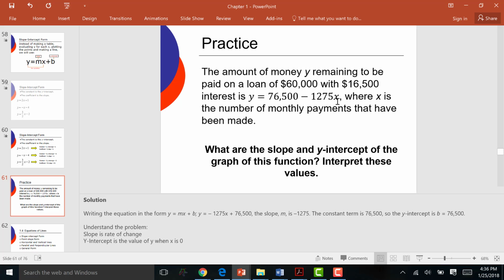Yeah. Based upon what I just wrote, what's the y-intercept? 76,500. What's my slope? Negative 1275. It's a rate of change. Remember, how much are you reducing the amount you owe the bank by every month? By 1275. That's the rate of change. How much is what you owe them changing by? It's changing by 1275.